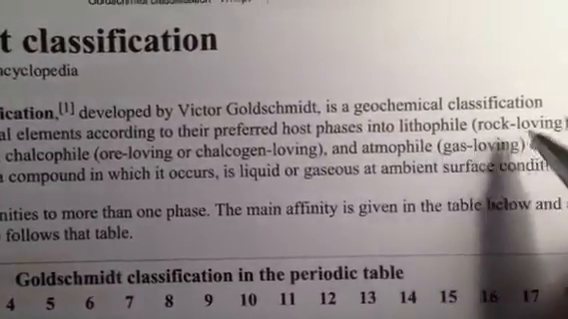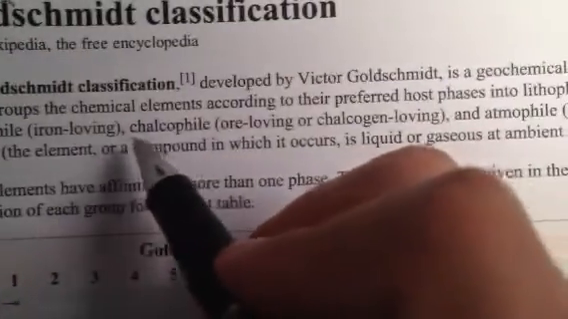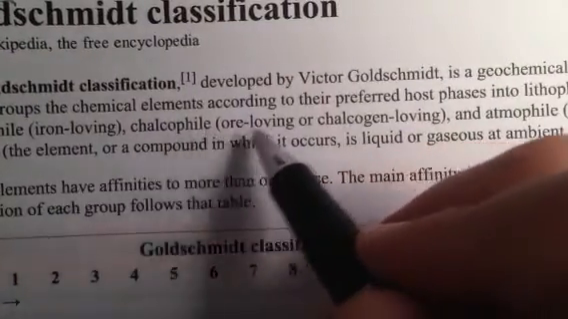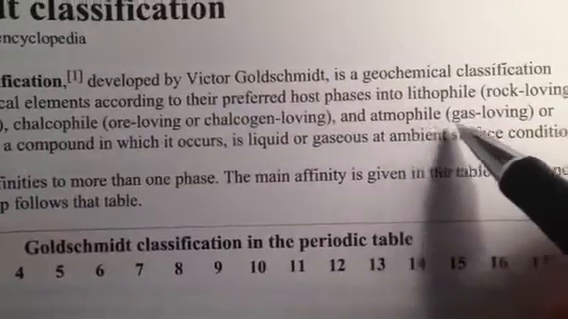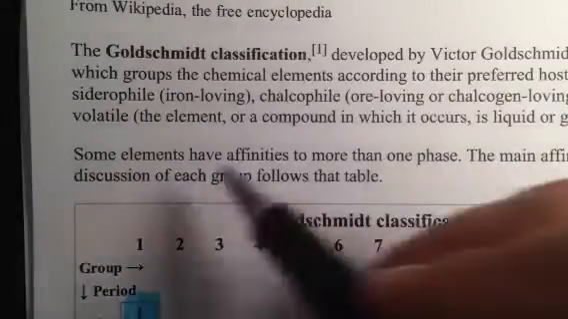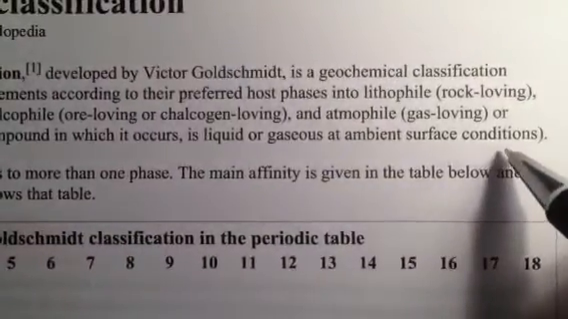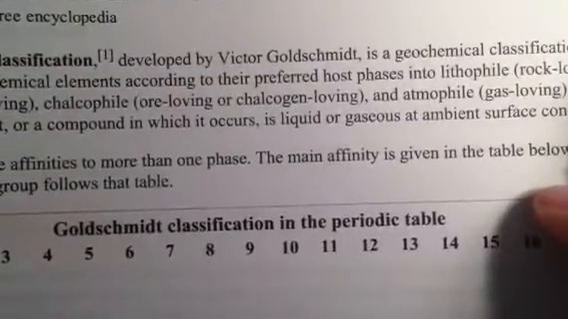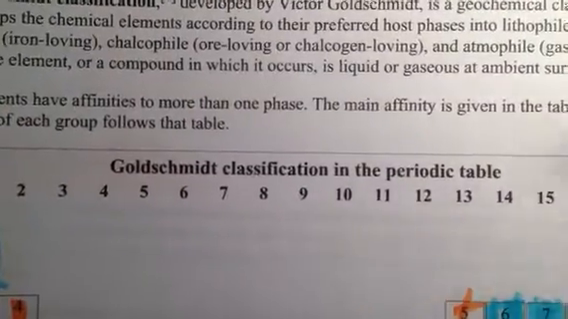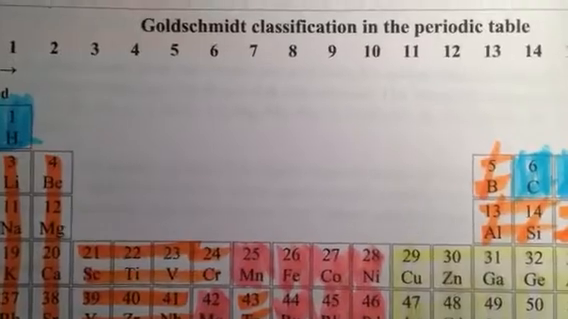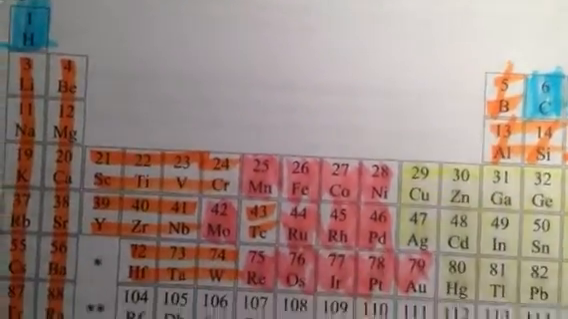host phases into lithophile, which is rock-loving, siderophile, iron-loving, calciphile, I think that's how you pronounce it, ore-loving or calcigen-loving, and atmophile, or gas-loving, or volatile, the element or a compound in which it occurs as liquid or gaseous at ambient surface conditions. As we'll learn here, it's much more complicated than that, but this is just a basic overview, the beginning of what it means to have differentiation inside of a stellar body.